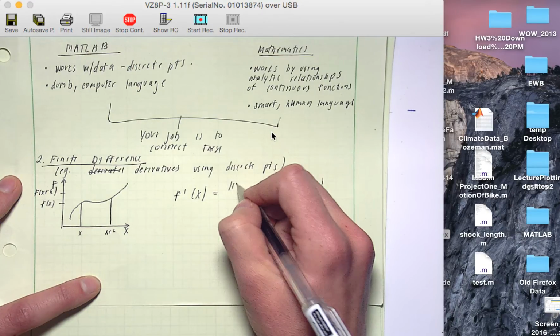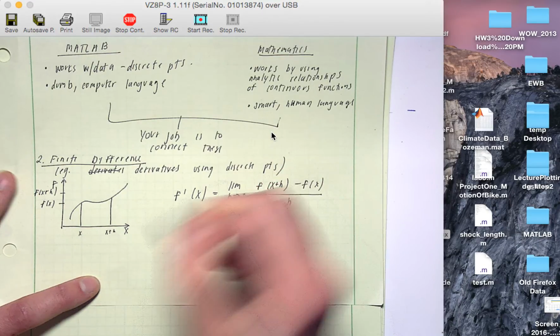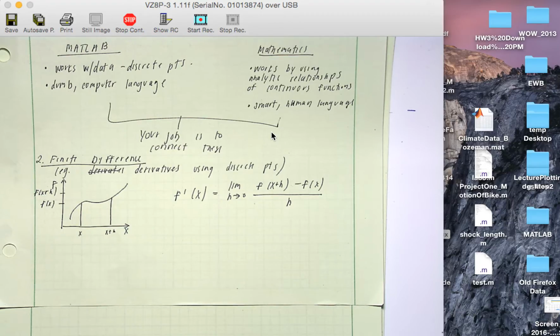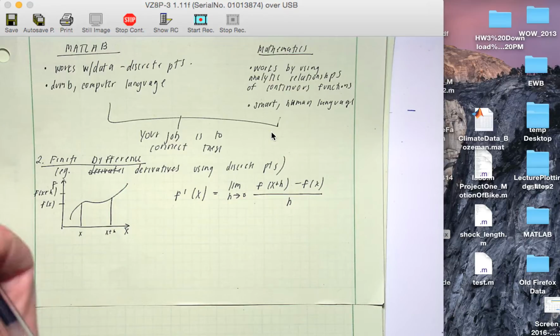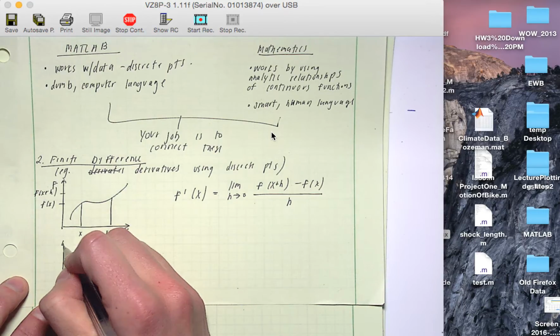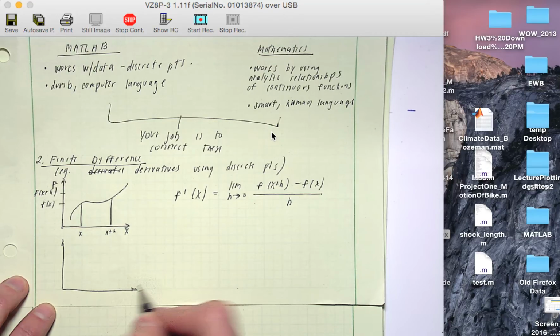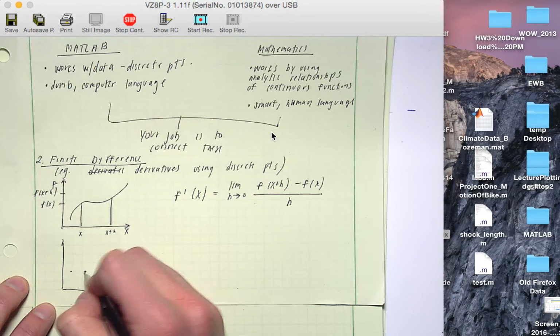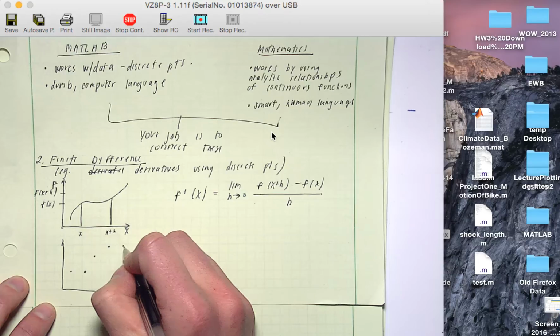And as long as the distance between those 2 points approaches 0 or is really, really small, this is exactly the derivative. Okay, do you guys remember the fundamental theorem of calculus? So in numerics, we're going to do the same thing. We're going to use that same philosophy, but we're going to look at it with points.